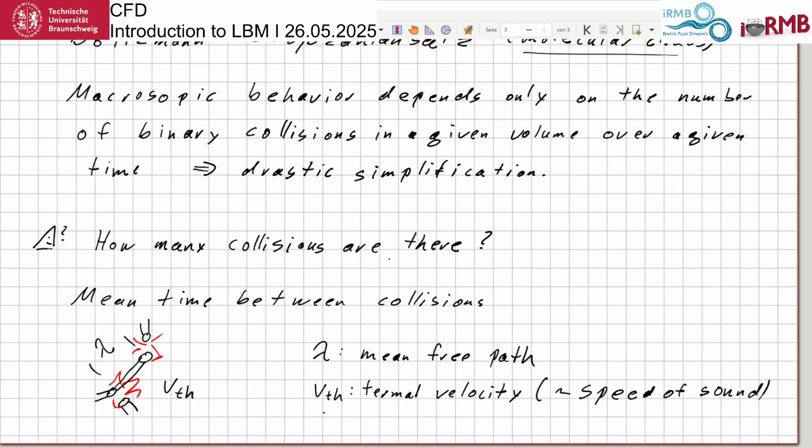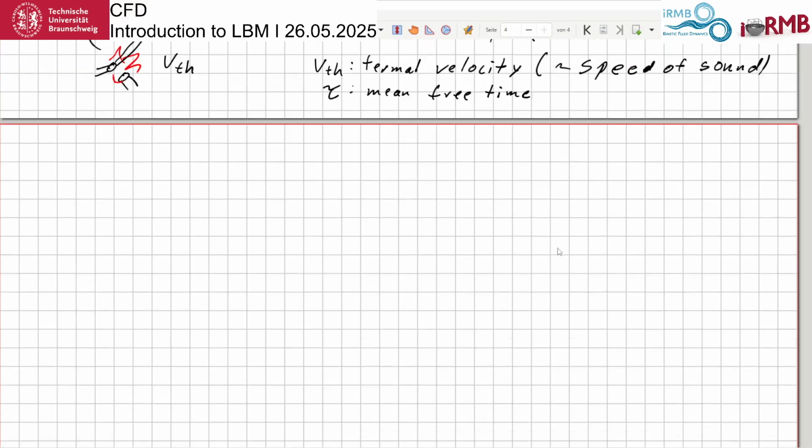And then there is the mean free time. So the mean free time, basically, tau, is very obviously the distance traveled divided by the velocity. This is the mean free time.